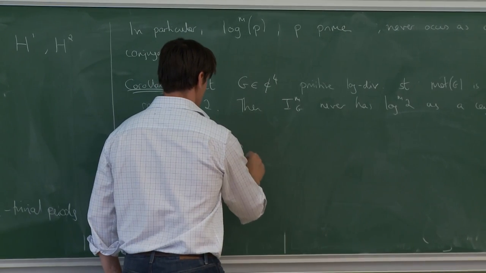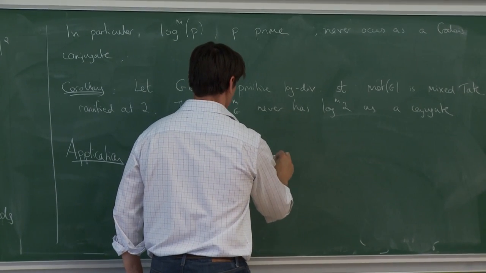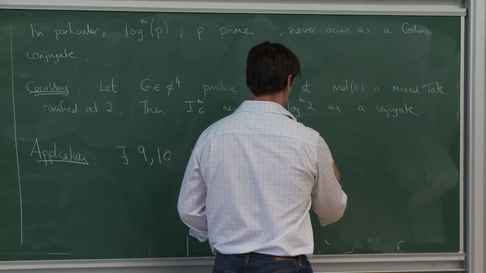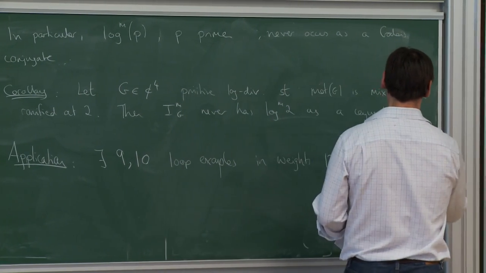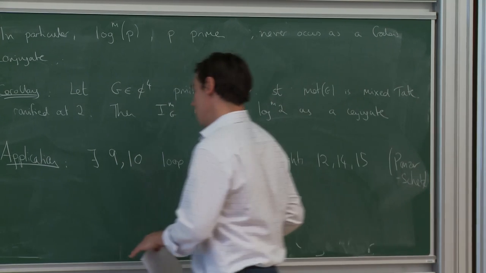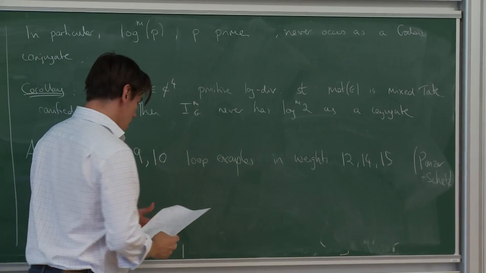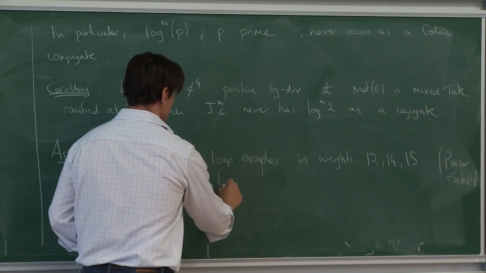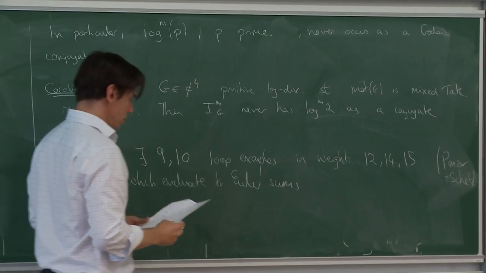So for example, there are some 9 and 10 loop examples in phi to the fourth theory, which lie in weights 12, 14, and 15, which have been computed by Panzer and Schnetz. So just a few years ago, this would have taken hundreds of years of computing time to even come close to this order of magnitude. But these guys have actually computed such examples, and they give Euler sums. So if you like, this is an experiment that's going to test this theorem.